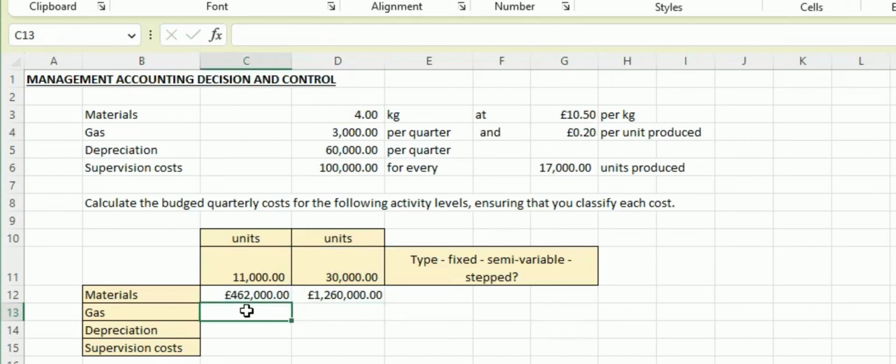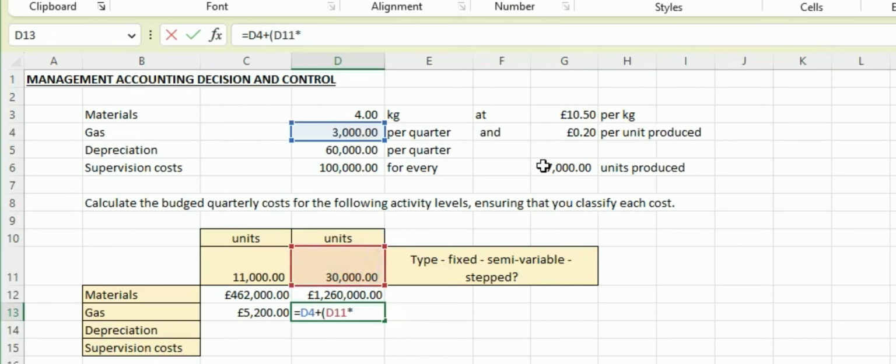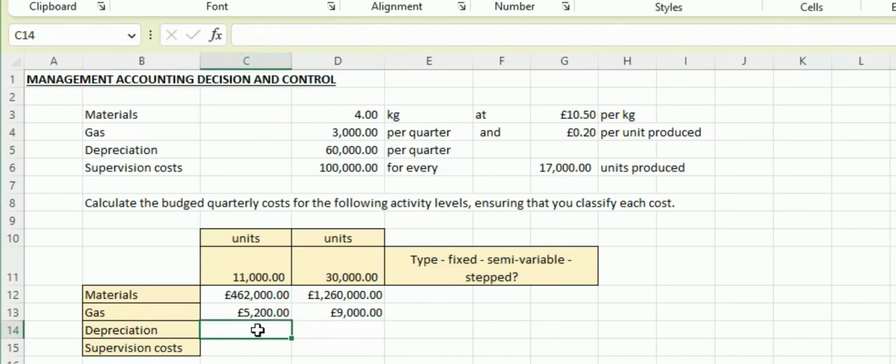Next, gas costs us £3,000 per quarter and 20 pence per unit produced. So we need to take the 3,000 and then we need to add on, open brackets, 11,000 units times by the 20p, like this. And we can do that again for the 30,000 units, so it's £3,000 plus 30,000 units times by 20p. There we go. Now, depreciation is the same every single quarter.